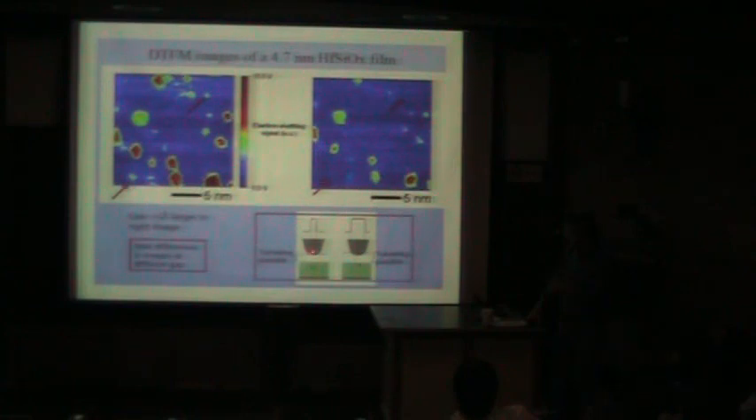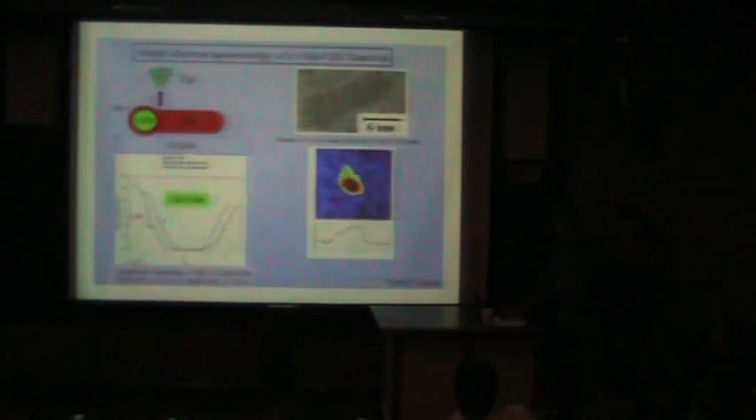And that effect is associated with the fact that when you have a state that is deeper, you can only tunnel to it from the very end of the tip, whereas if it's closer, you can tunnel not only from the end, but from some finite radius of the tip, and that changes the apparent size of the image.